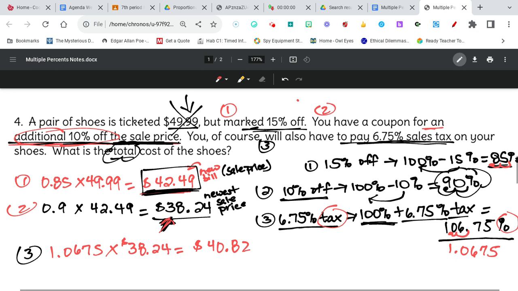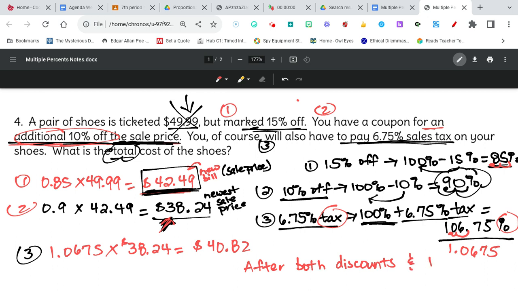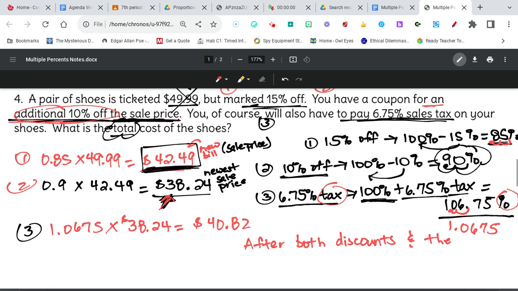So after both discounts and the tax, you owe $40.82, guys. All right, we got one more. And again, make sure you're pausing the video and writing these down for me.